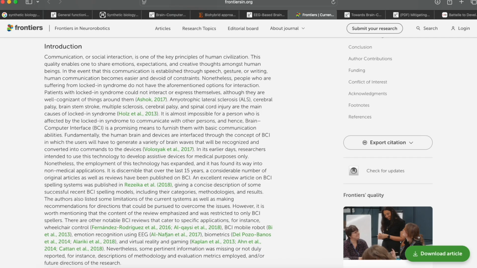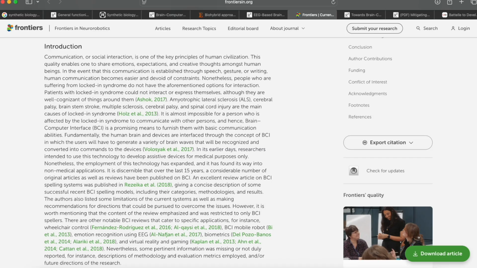Communication, or social interaction, is one of the key principles of human civilization. This quality enables one to share emotions, expectations, and creative thoughts amongst human beings. In the event that this communication is established through speech, gesture, or writing, human communication becomes easier and devoid of constraints. Nonetheless, people who are suffering from locked-in syndrome do not have the aforementioned options of interaction.